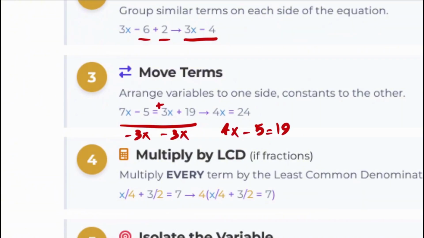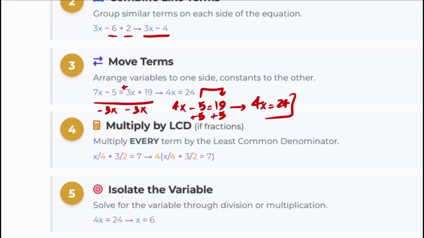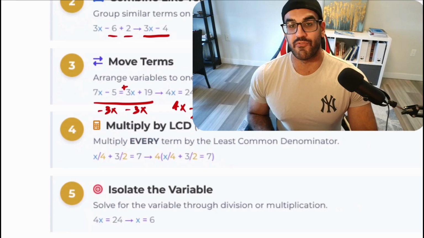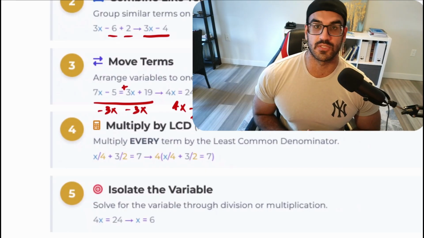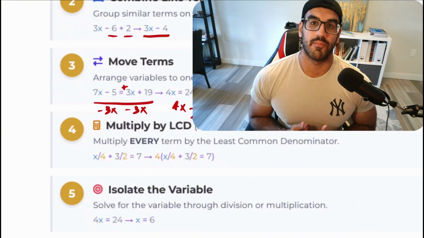In the next step, I have to move this number to the other side. Inverse operation. So I have 4x equals 24, and right now I can find my x. Another thing that we have to know is multiply by LCD whenever you see a fraction, because fractions and parentheses are two things that are going to overcomplicate your equation.